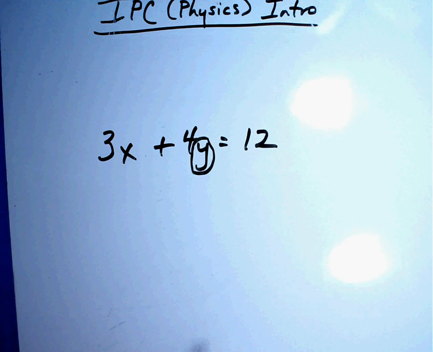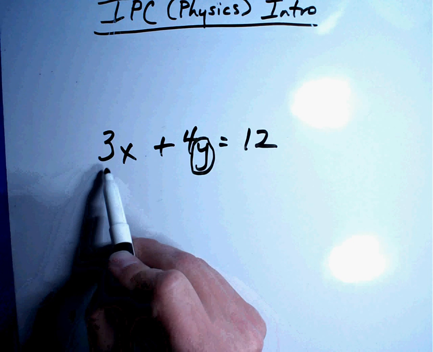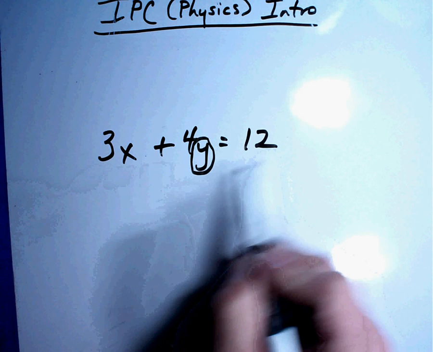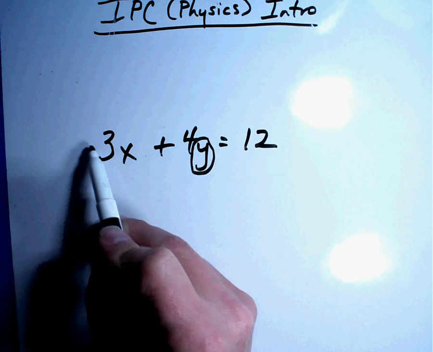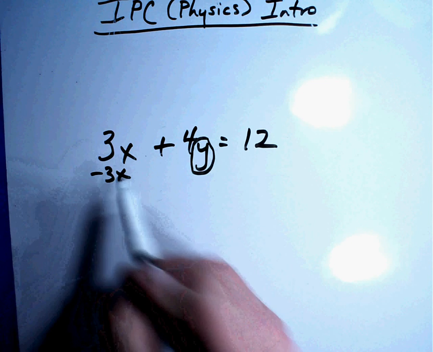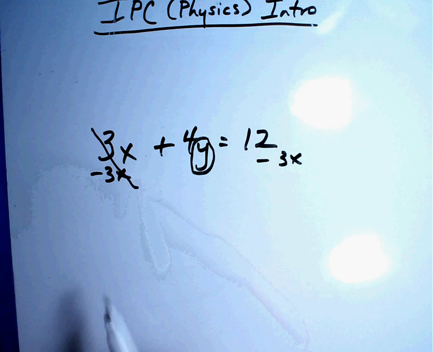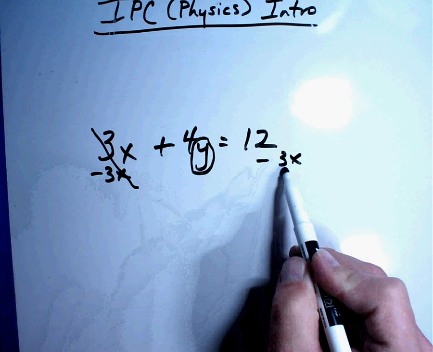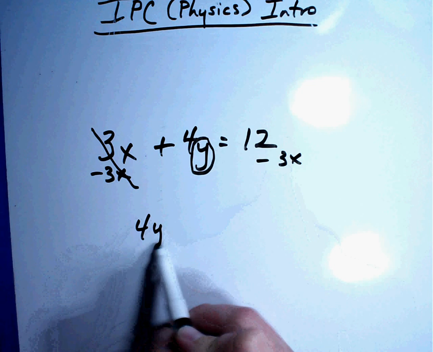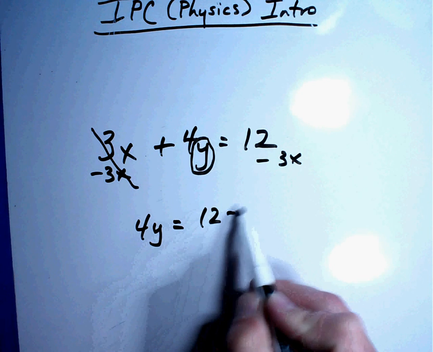We want to solve for y. Well, to solve the equation, you're going to have to move this guy over there. Just leave the y right there. He has a positive charge, so I'm going to have to subtract 3x on both sides. And so that's gone. I had to do it on the opposite side. So 4y equals 12 minus 3x.